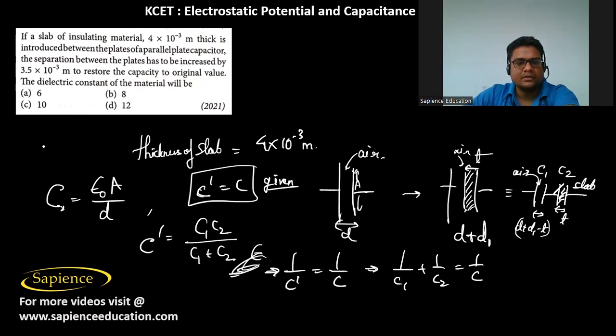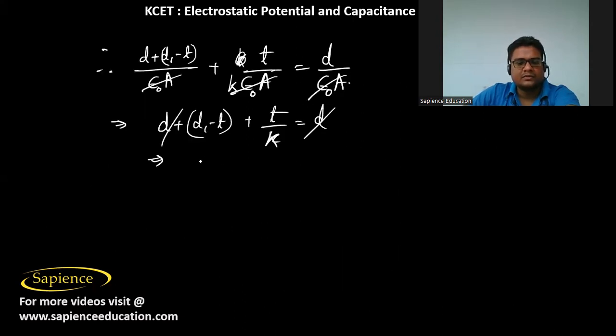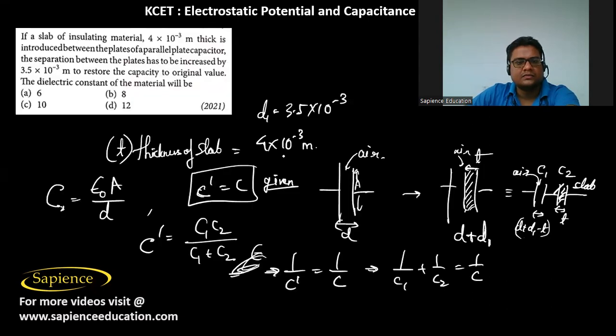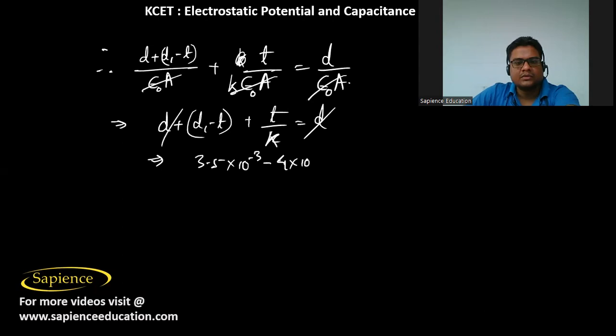That is 3 point. D1 is, so this is T and this is D1, that is 3.5 into 10 power minus 3. So therefore 3.5 into 10 power minus 3 minus T, that is 4 into 10 power minus 3, plus 4 into 10 power minus 3 divided by K, that is equal to 0.